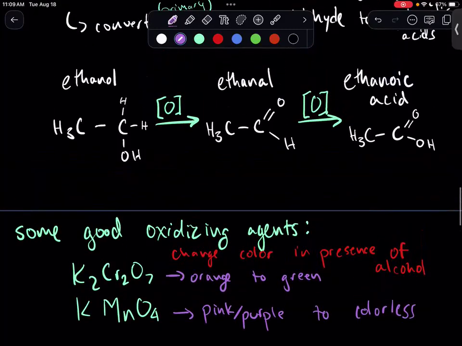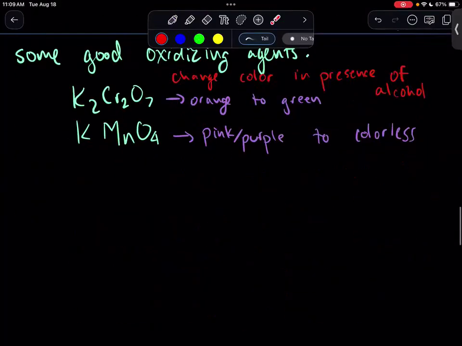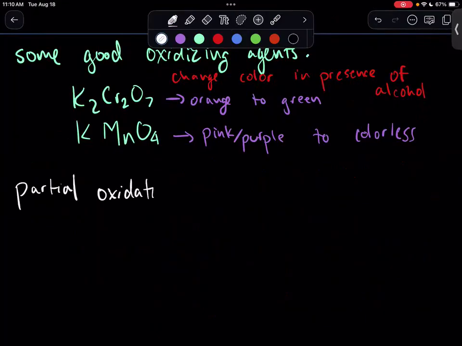So the problem is, you'll notice the oxidizing agent goes all the way to ethanoic acid. What if you want to stop at the aldehyde? How can we get that partial oxidation? Well, we can look at that. So a partial oxidation produces aldehyde.